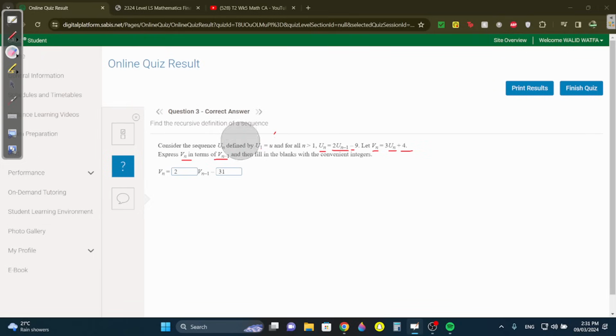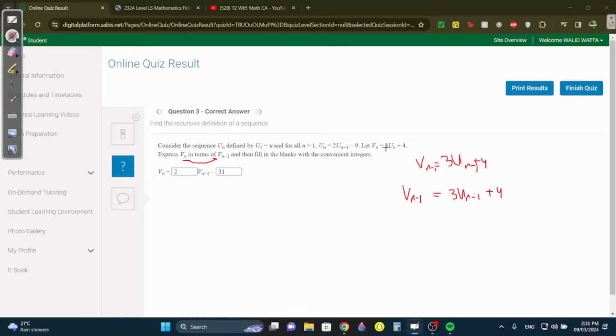So the first thing you have to look at is what they're asking for: vn in terms of vn minus 1. What is vn? vn is 3 un plus 4. They want you to solve it in a way where you can have vn minus 1. So can we change this vn into vn minus 1? Yes, we can easily, just put a minus 1. But if you put n minus 1 here, you also have to put minus 1 here. So vn minus 1 equals 3 un minus 1 plus 4.